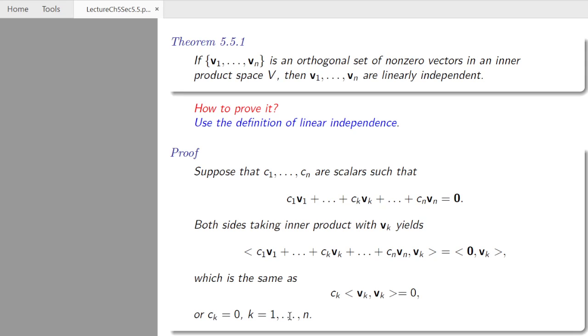Now we can assume k is any of these integers from 1 to n, so that we got what? We got that if this equation holds, then each of these scalars c1, c2 to cn must be 0. Must be 0 by the definition. We know v1, v2 to vn are linearly independent.